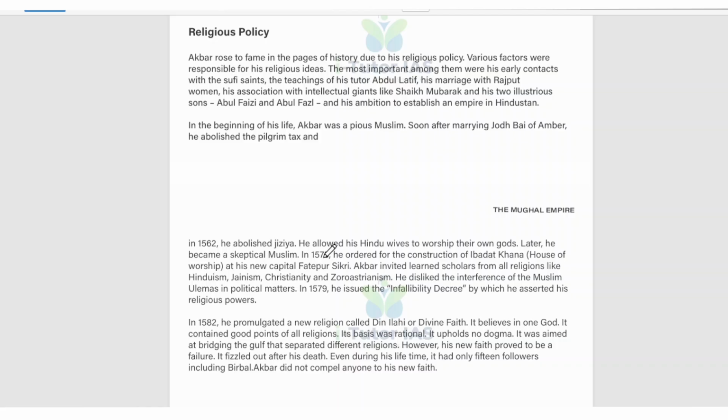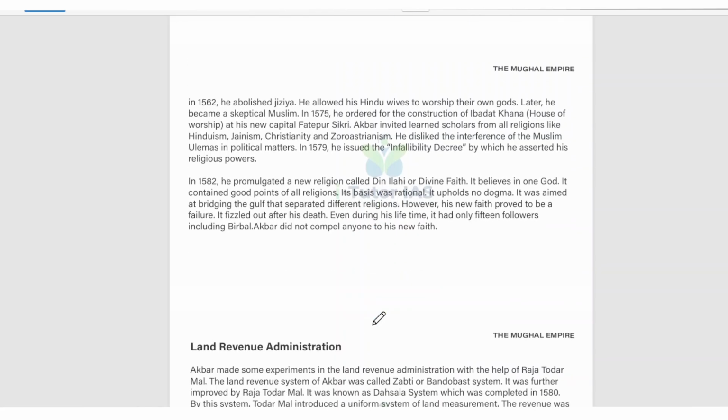Later he became a skeptical Muslim, and in around 1575 he ordered the construction of the Ibadat Khana, that is, the house of worship, at his new capital Fatehpur Sikri. Akbar invited learned scholars from all religions like Hinduism, Jainism, Christianity, and Zoroastrianism. He disliked the interference of the Muslim ulemas in political matters. In 1579, he issued the Infallibility Decree, by which he asserted his religious powers.